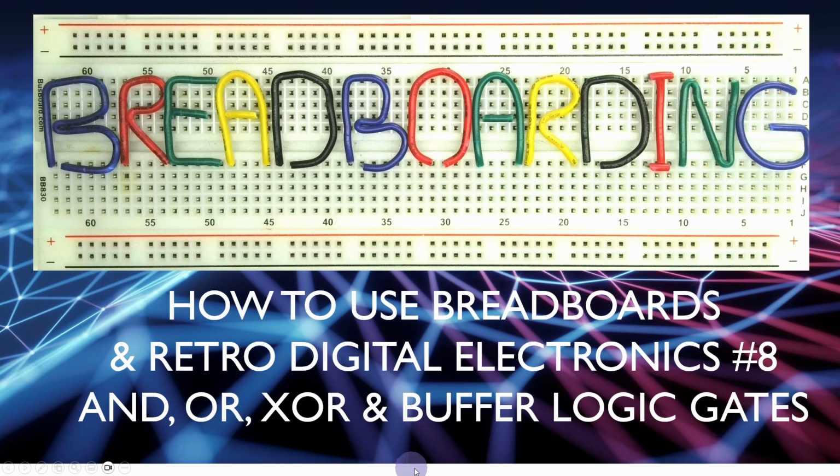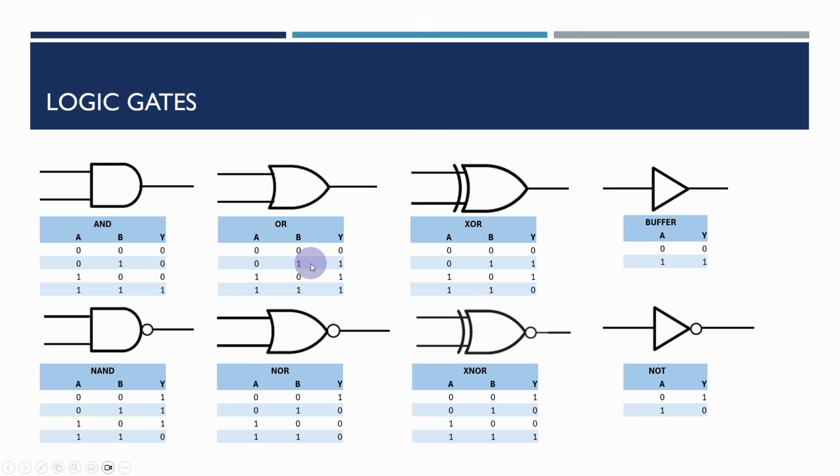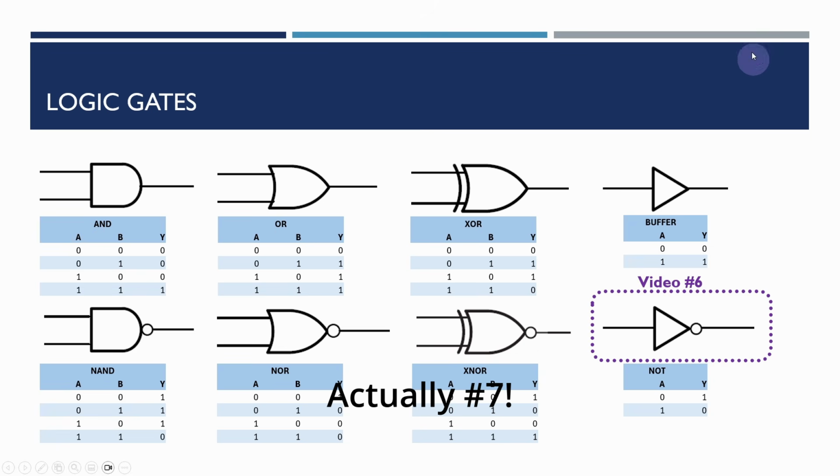So in this video we're going to be looking at the AND, OR, exclusive OR and buffer logic gates, and this is video 8 in the How to Use Breadboards and Retro Digital Electronics series. In the previous video, video number 6, which will be a link at the top here if you didn't see that, or at the end of the video there will be a playlist so you can go through the whole series if you've missed earlier videos.